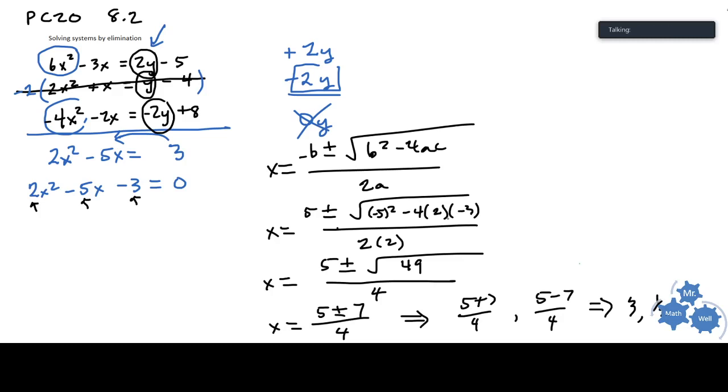And what we're going to have to do is find the partner y values for each of these x values. So this is x equals 3 and x equals 1/2. Those are two possible answers.